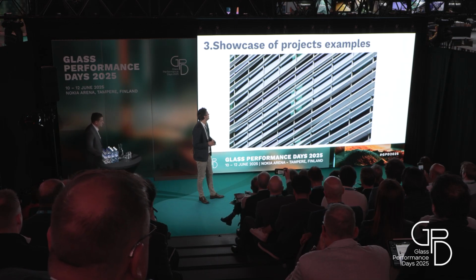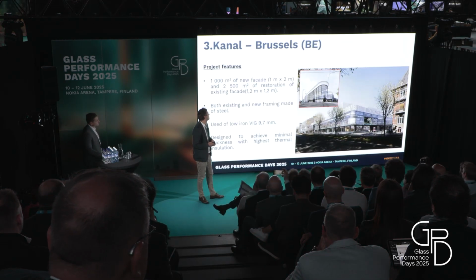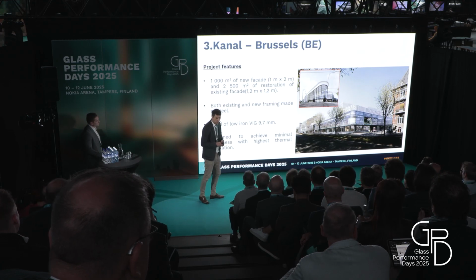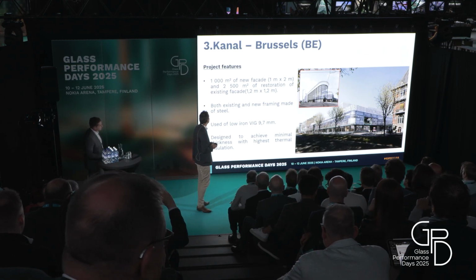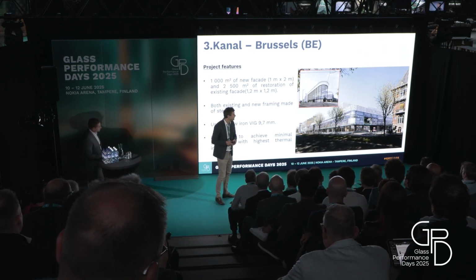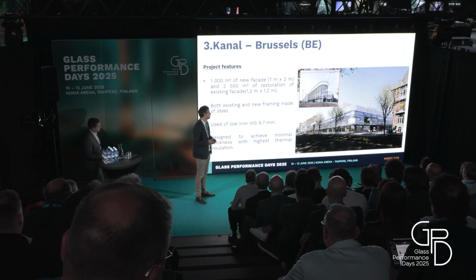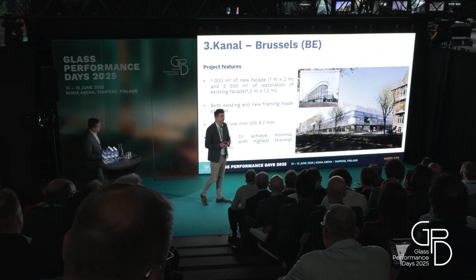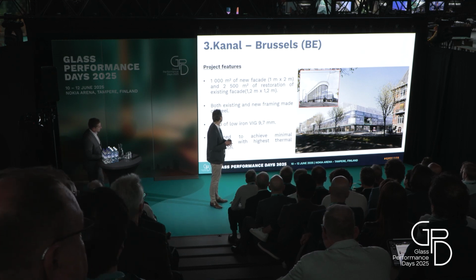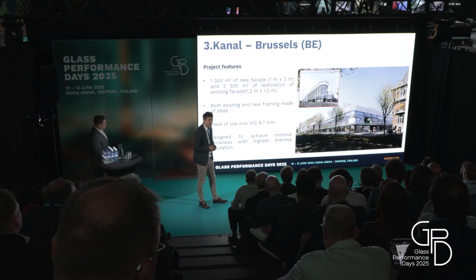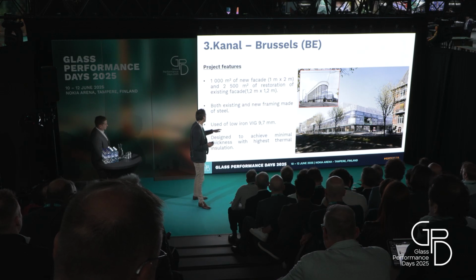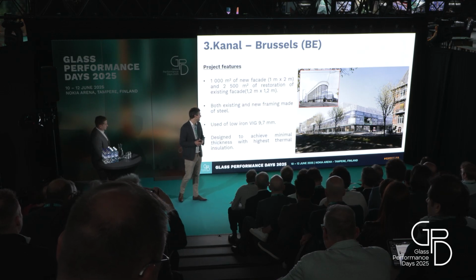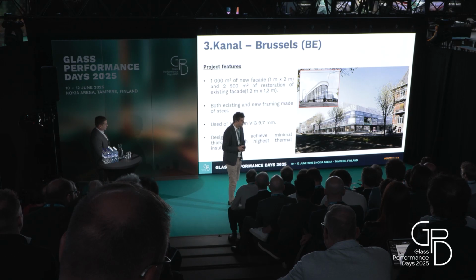Okay, so concretely speaking, let's take this canal project which has been done in Brussels. It is an old building which was restored in two ways. The first way was a modern facade with a new frame, and the second way was an existing facade, so reglazing of an existing facade. Both framings are made of steel, and for that purpose we used this VIG, a low iron one, with a thickness below 10 millimeters.